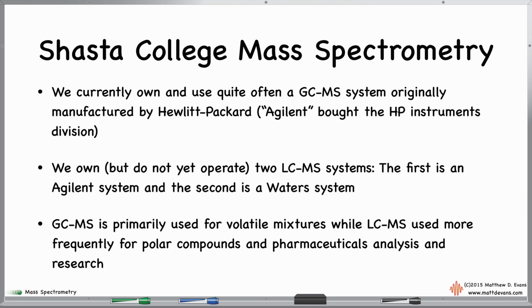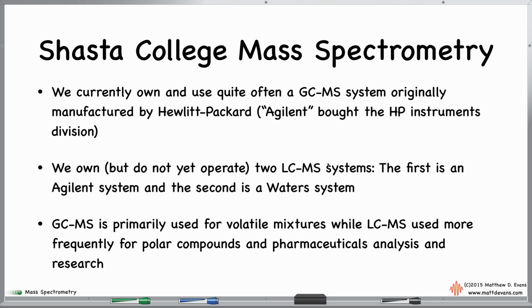Now, our Shasta College mass spectrometer, we own a GCMS system. I've probably already explained that we got it as a donation from the crime lab in town. And it's old enough that it was still manufactured by Hewlett-Packard, which used to have an instruments division some time ago. Now Agilent is the company that bought out the HP Instruments division. So it's not labeled Agilent, but Agilent runs the show now. We also own two LCMS systems. So that's the liquid chromatography systems.